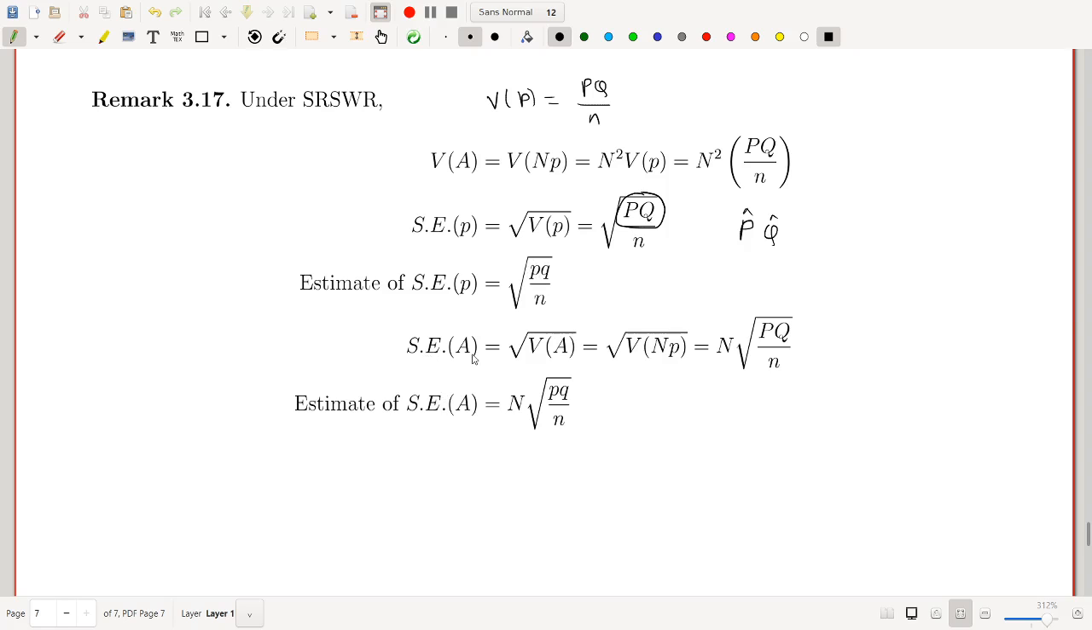The standard error of A means the root of variance of A. Taking the root of this, it will be N into root of PQ by small n. This PQ is unknown, so put their estimators. So the estimate of the standard error of A is equal to N into, their estimators being small p and small q, capital N into root of small pq by n.